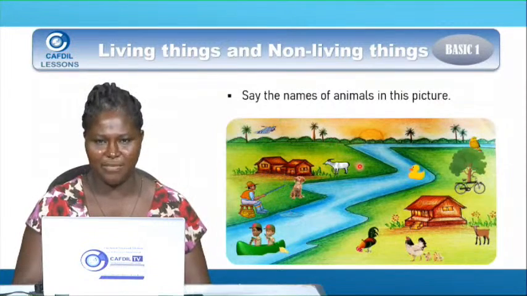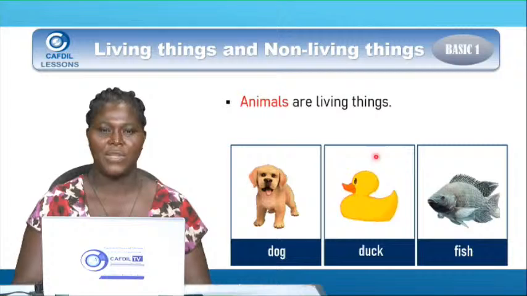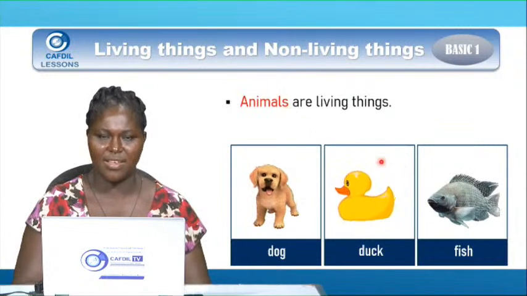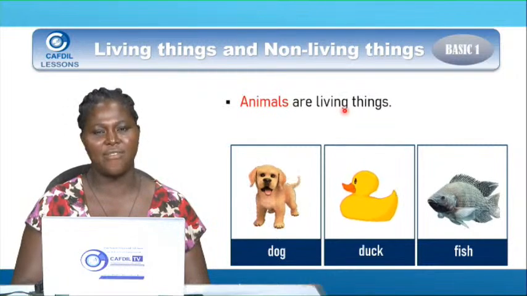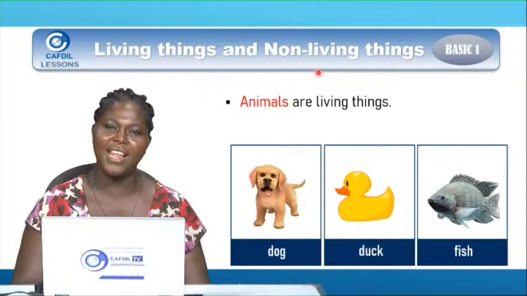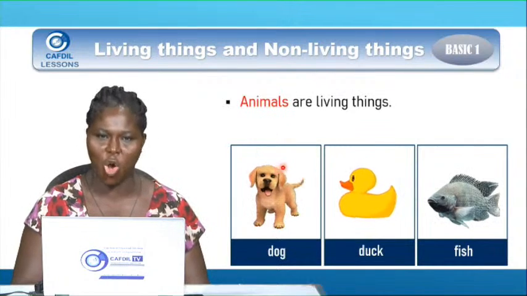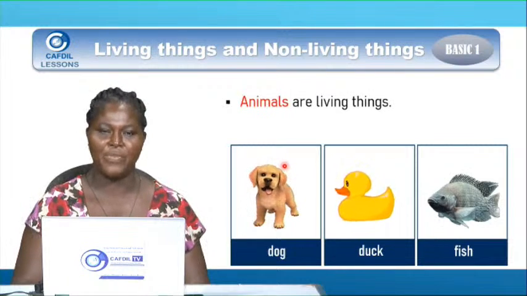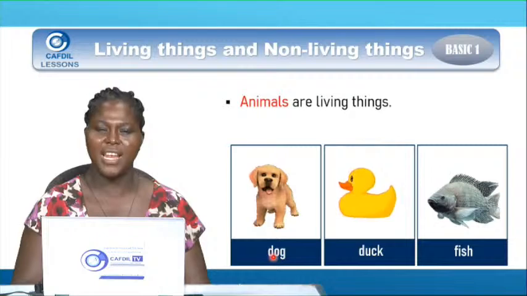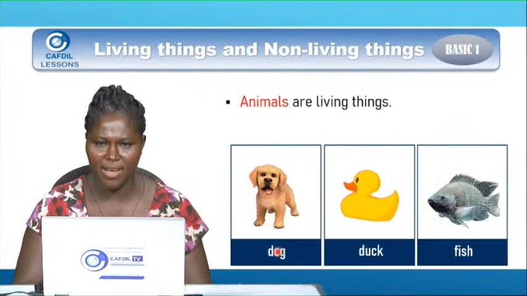So they are animals. So let's look at them one after the other. Now, animals are living things. Animals are living things. Let's all say it. Animals are living things. So let's look at the animals we saw in the picture. We saw a dog. A dog is an animal, and the dog is a living thing.